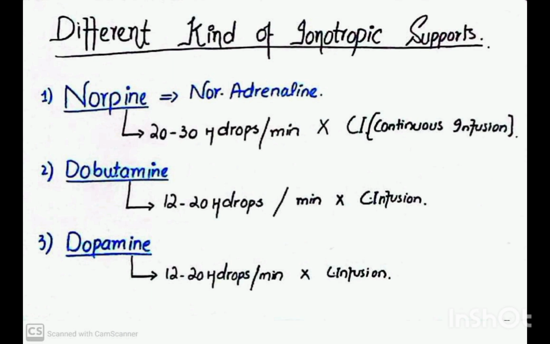Now, there are three different kinds of inotropic supports. First is Norpine, which is noradrenaline, which may be started at a maximum dose of 20 to 30 micrograms per minute in a continuous infusion. Then the second one is dobutamine, which is started at 12 to 20 micrograms per minute, again in a continuous infusion. Then the last one is dopamine, which is started at 12 to 20 micrograms per minute in a continuous infusion again.